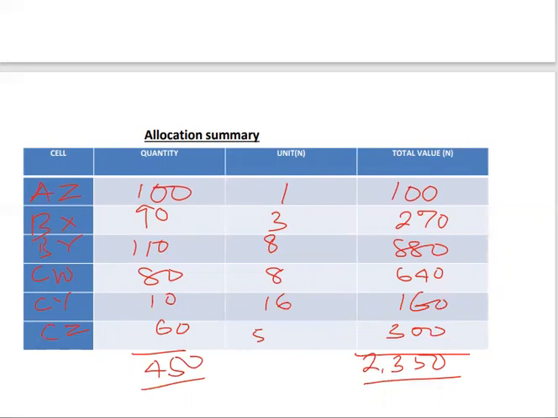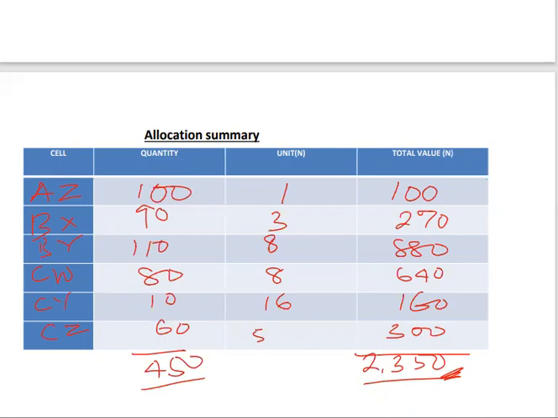Now, from here, if you are asked to proceed to optimal level using stepping stone, the essence is that they want to know, can we still reduce this 2,350 naira? Can we still reduce it to maybe 2,300 or 2,100 or even 2,000 naira? Because the aim is to minimize cost.